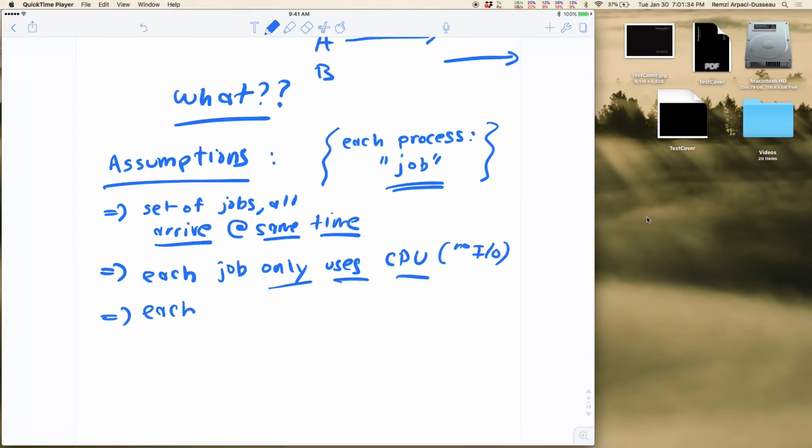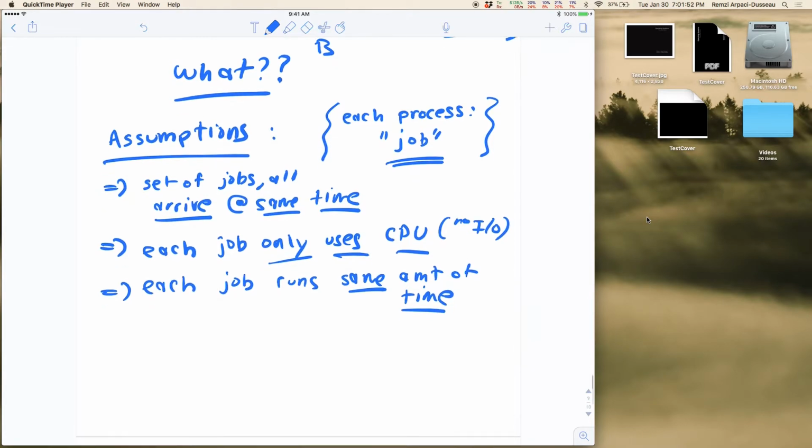We're also going to assume that each job runs for the same amount of time. That's clearly not realistic. Some processes you run finish very quickly, some finish very slowly. So that's not realistic, but we'll assume that at the beginning.